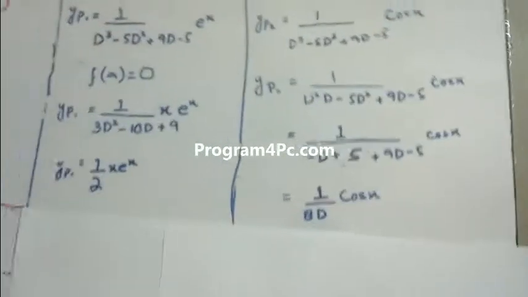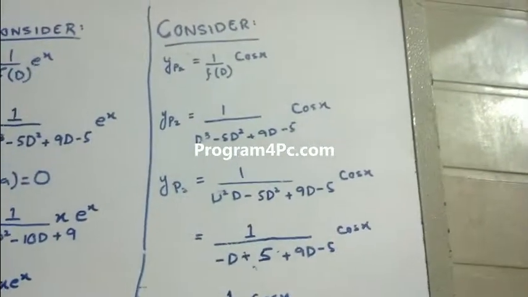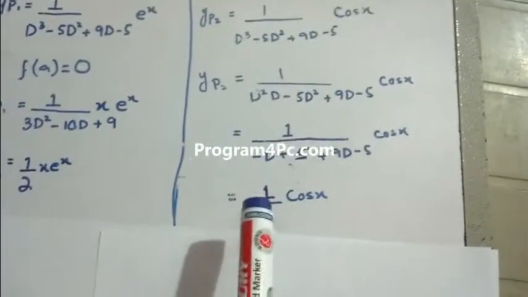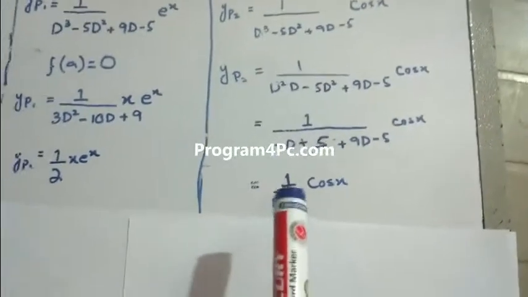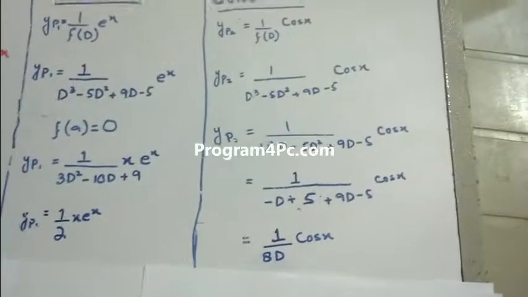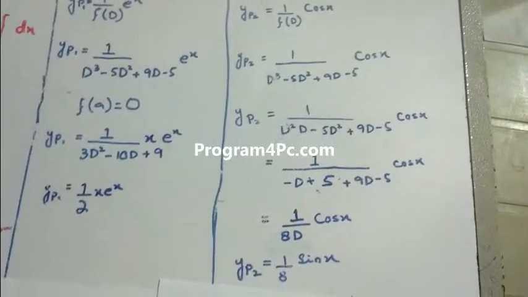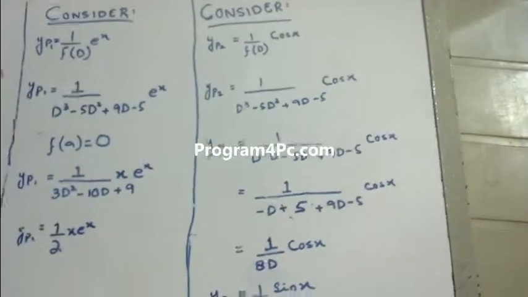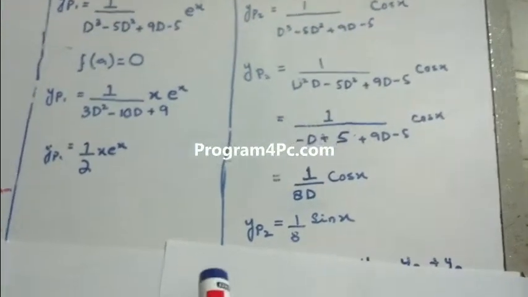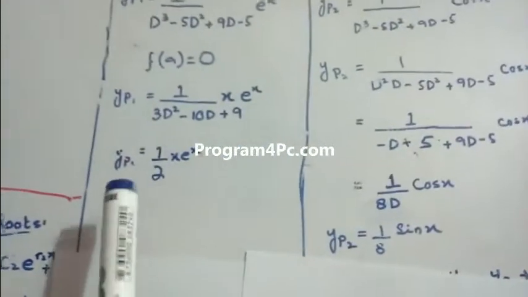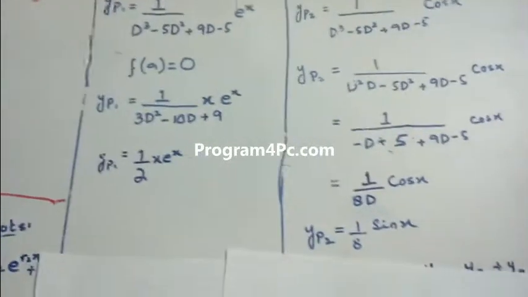As I said, 1 upon 8D cos x, where 1 upon D is the inverse of D, means integral with respect to x. The integral of cos x equals sin x. Then y sub p2 equals 1 upon 8 sin x. Now we have found y sub p1 and y sub p2.